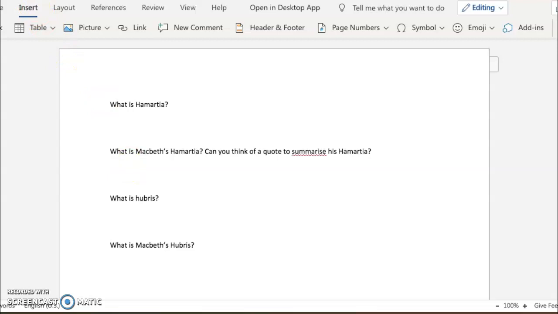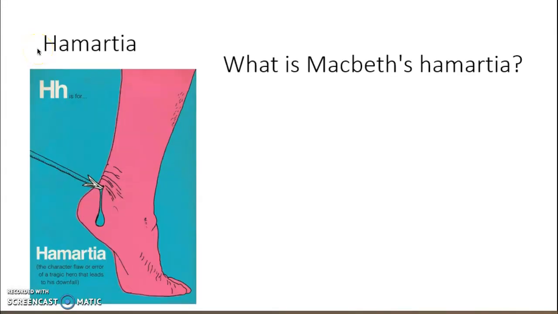Okay, so hopefully you said that Macbeth's hamartia is his ambition, and Shakespeare presents ambition in Macbeth as something that is actually quite catastrophic. We often think of ambition as something positive, and we all have ambitions in our lives, but Shakespeare presents it as something that, when it goes unchecked, can lead to tragedy and downfall.